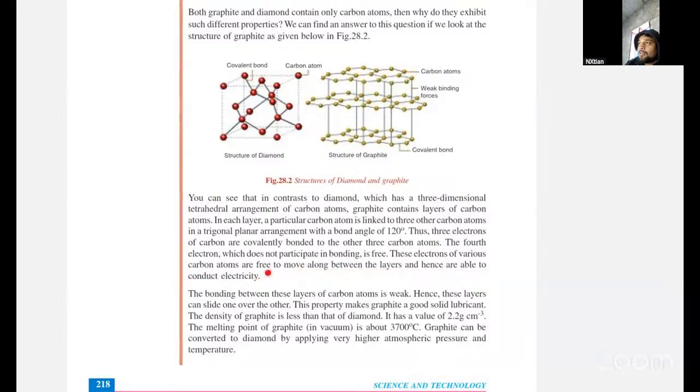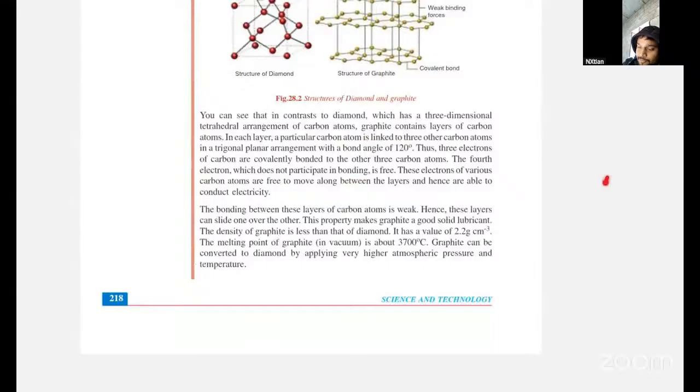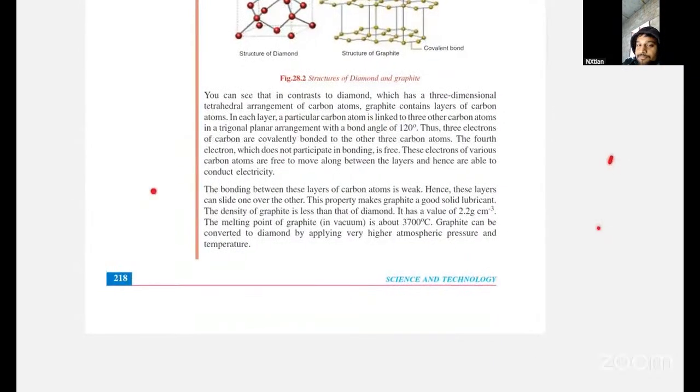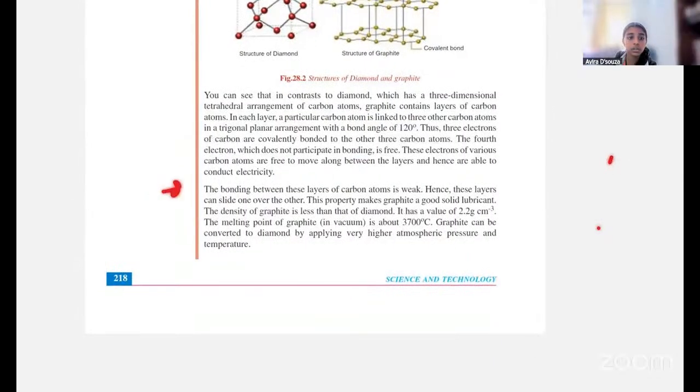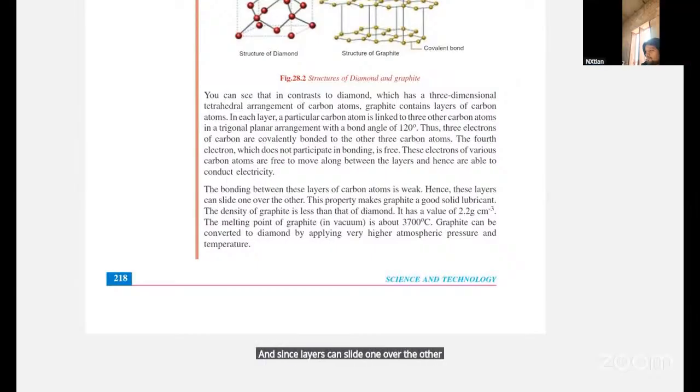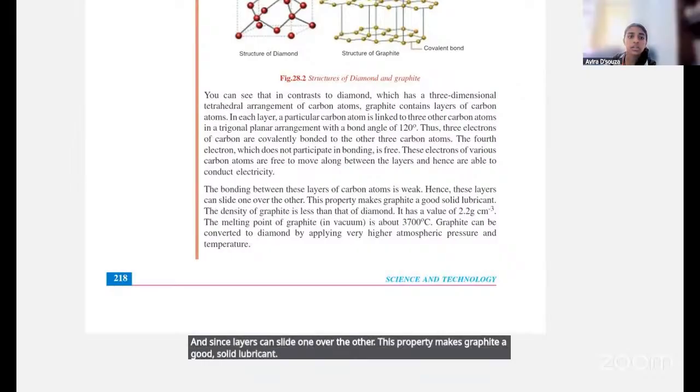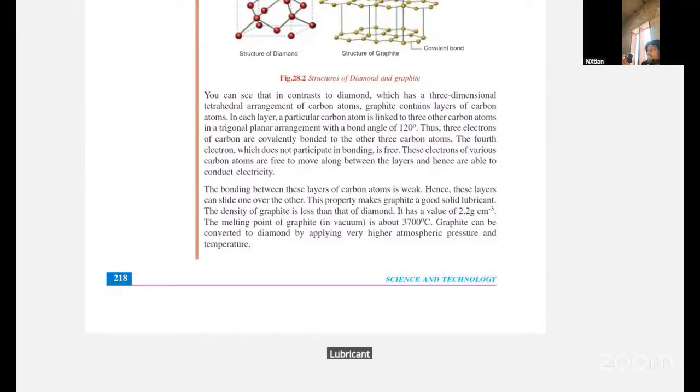And that free electron helps us in the conduction of electricity. The bonding between these layers of carbon atoms is weak. Hence, these layers can slide one over the other. This property makes graphite a good solid lubricant. The density of graphite is less than that of diamond.